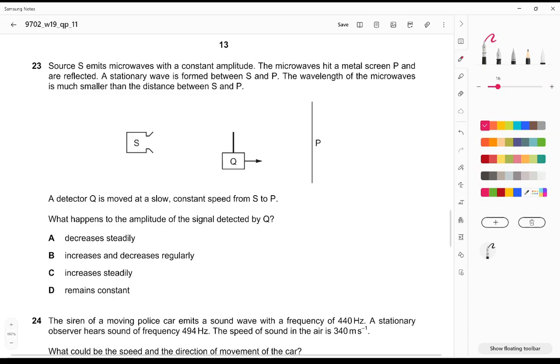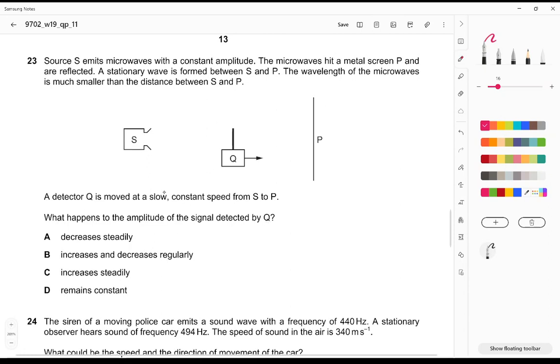So what happens to the amplitude of the signal detected by Q? Detector Q is moved at a slow constant speed from S to P. Decreases steadily? No. Increases and decreases regularly? Yes. B should be the right answer.